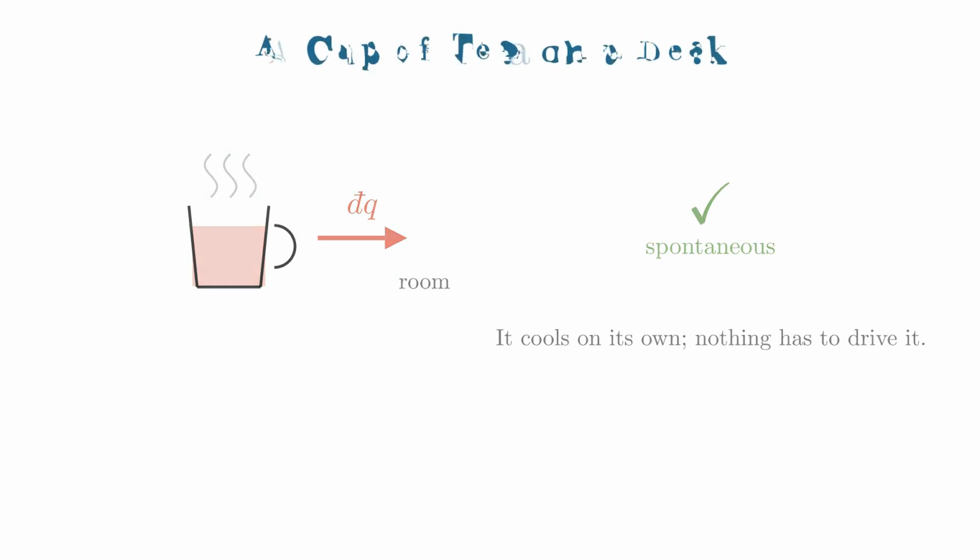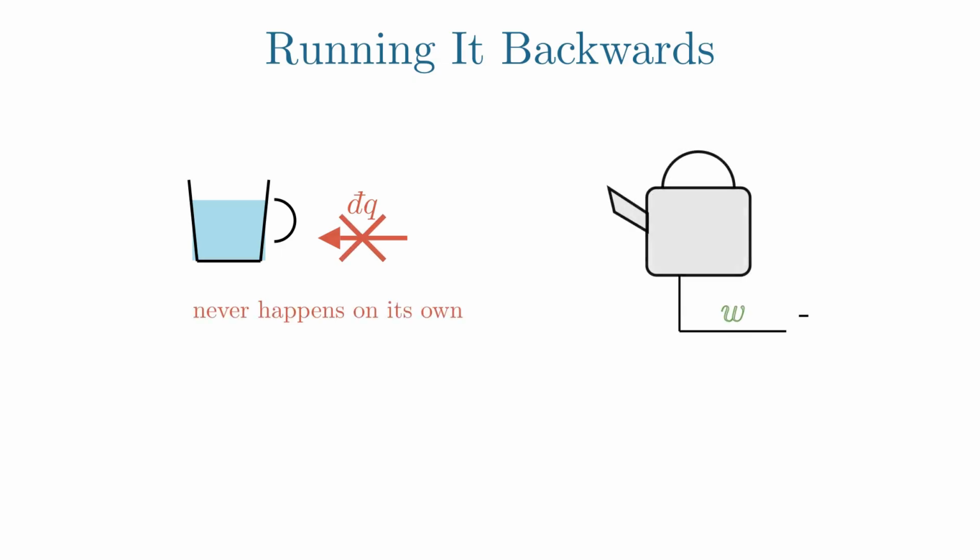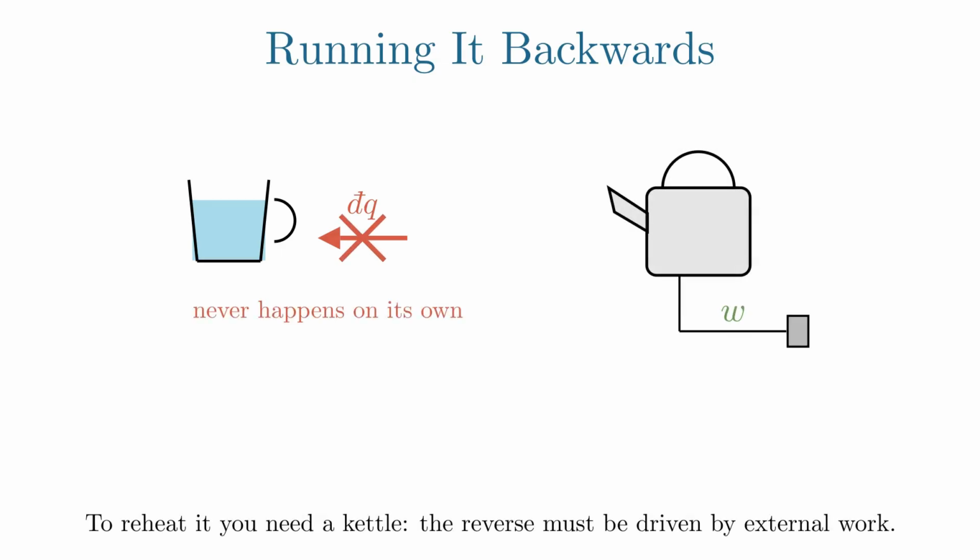To run the process backwards, you need a kettle, and the kettle has to be plugged into the socket. The reverse direction must be driven by external work. The second law supplies what is missing. A spontaneous process is one that proceeds without being driven by external work. And the second law tells us which processes these are.